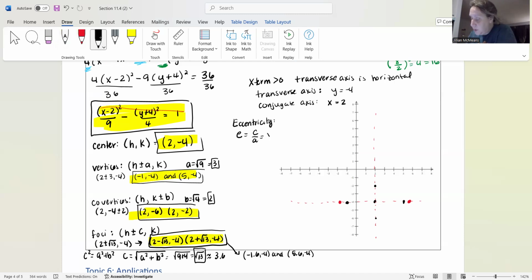Well, c was the square root of 13. a was 3. So we're going to get the square root of 13 divided by 3, which is approximately 1.2. So we would say the eccentricity here is about 1.2.